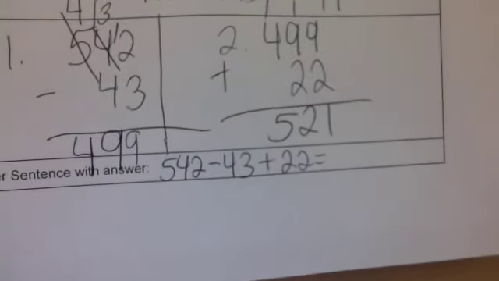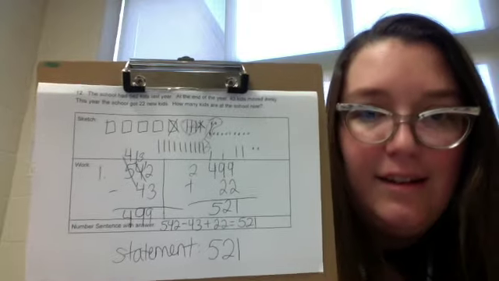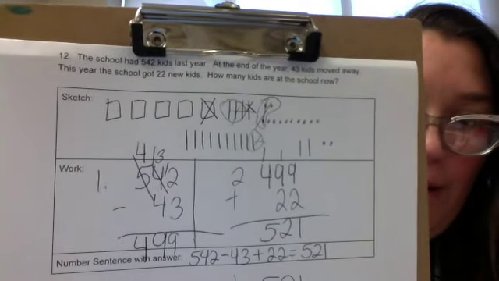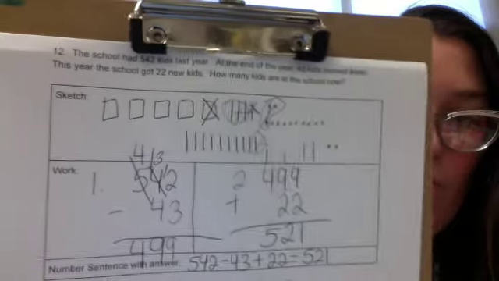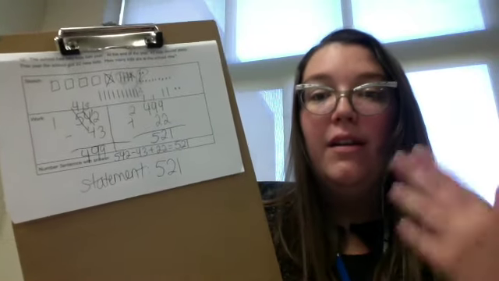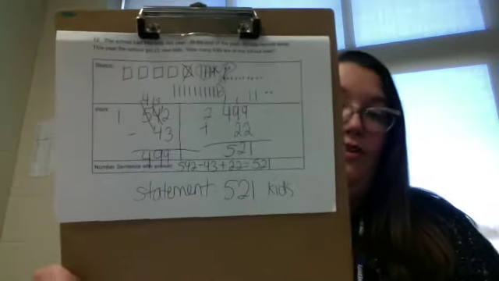542 minus 43 plus 22 equals, what did we get again? 521. So what was our statement? Statement's our answer, which I remember we just said was 521. And then what's our label? If I need help figuring out my label, just read the last sentence in that story problem. How many kids are at the school now? 521 kids. Kids is our label. Our statement is 521 kids.